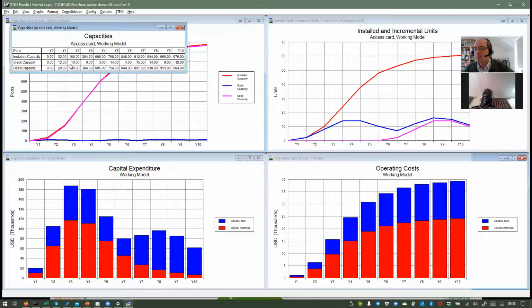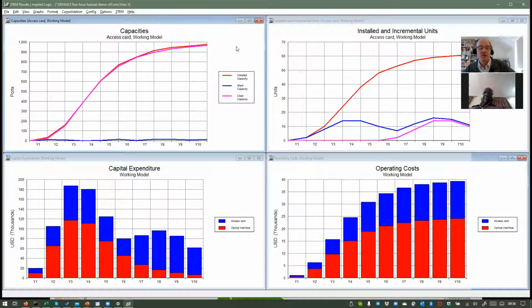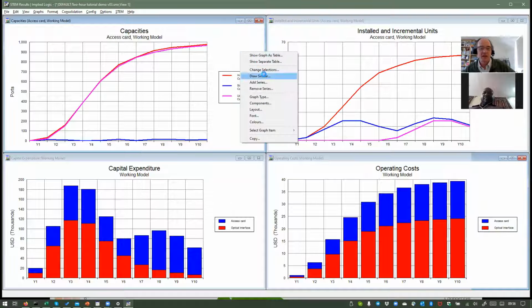I can see that in year 3, I have 0. That's because the demand must be exactly 384, so it just so happens that the number of customers is a multiple of 16. But there's something more fundamentally wrong with it. Let me draw another graph to give you a hint.